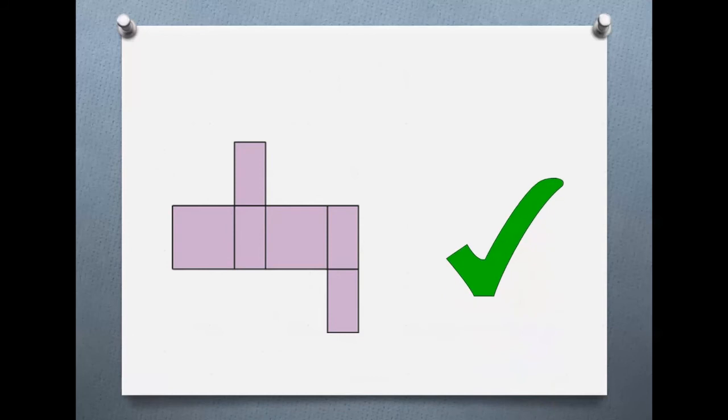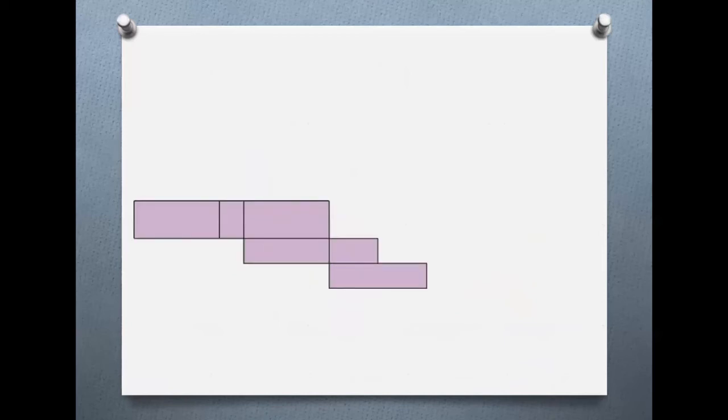Yes, this is a net of a cuboid as it meets all 3 criteria of a net of a cuboid. How about this example? Students, I'll give you 10 seconds to think very clearly about it before telling me your answer. So this net is actually not a net of a cuboid. Do you know why? It is because the perpendicular lines are not the same length.